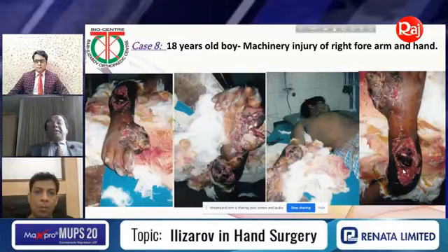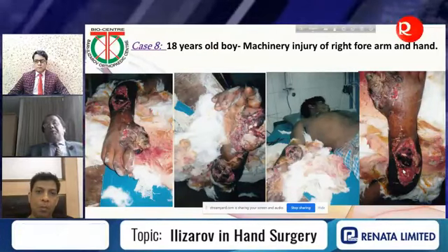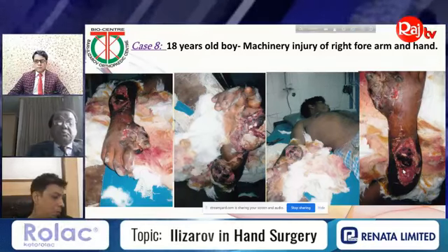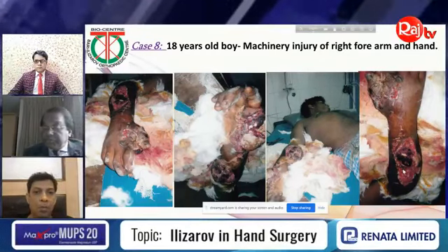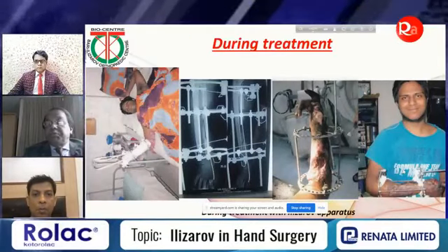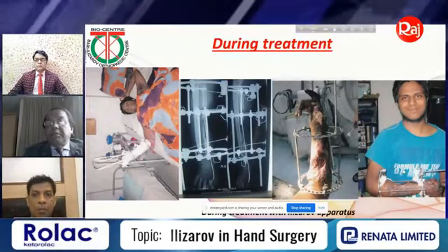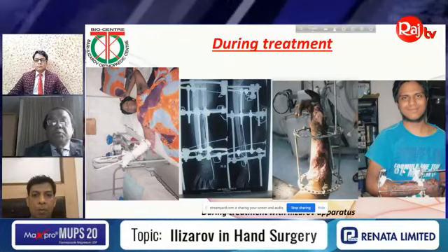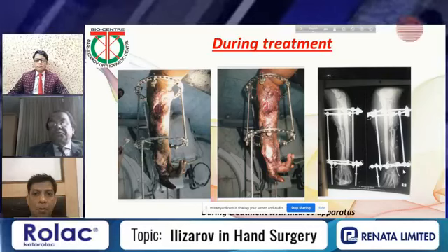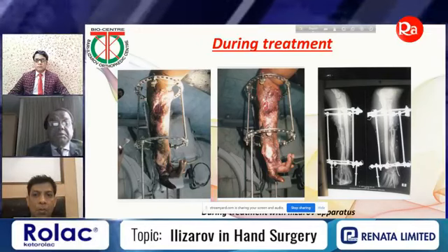So this is a very bad case, again machinery injury of the forearm and the hand. Came to my place. What to do? A late case came. See, again after trauma, fixation with the radius ulna and hand. Gradually we treated the patient, and then you can see the situation from their side to this condition.